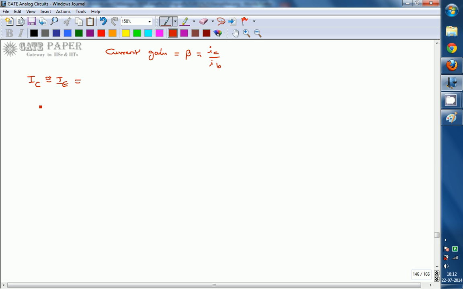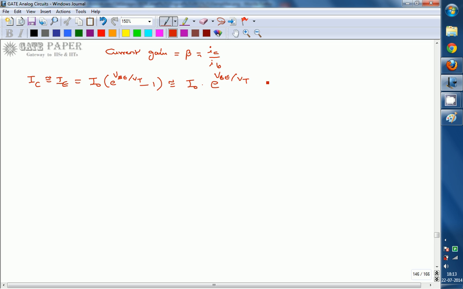Active region means the emitter base junction is forward biased and the collector base junction is reverse biased. IE is nothing but the current flowing through the emitter base junction, which is forward biased. Whenever a junction is forward biased, it simply acts as a diode. So IE can be approximated as I naught times e power VBE by VT minus 1. This minus 1 is very small because VBE is positive, so it can be approximated as I naught times e power VBE divided by VT.